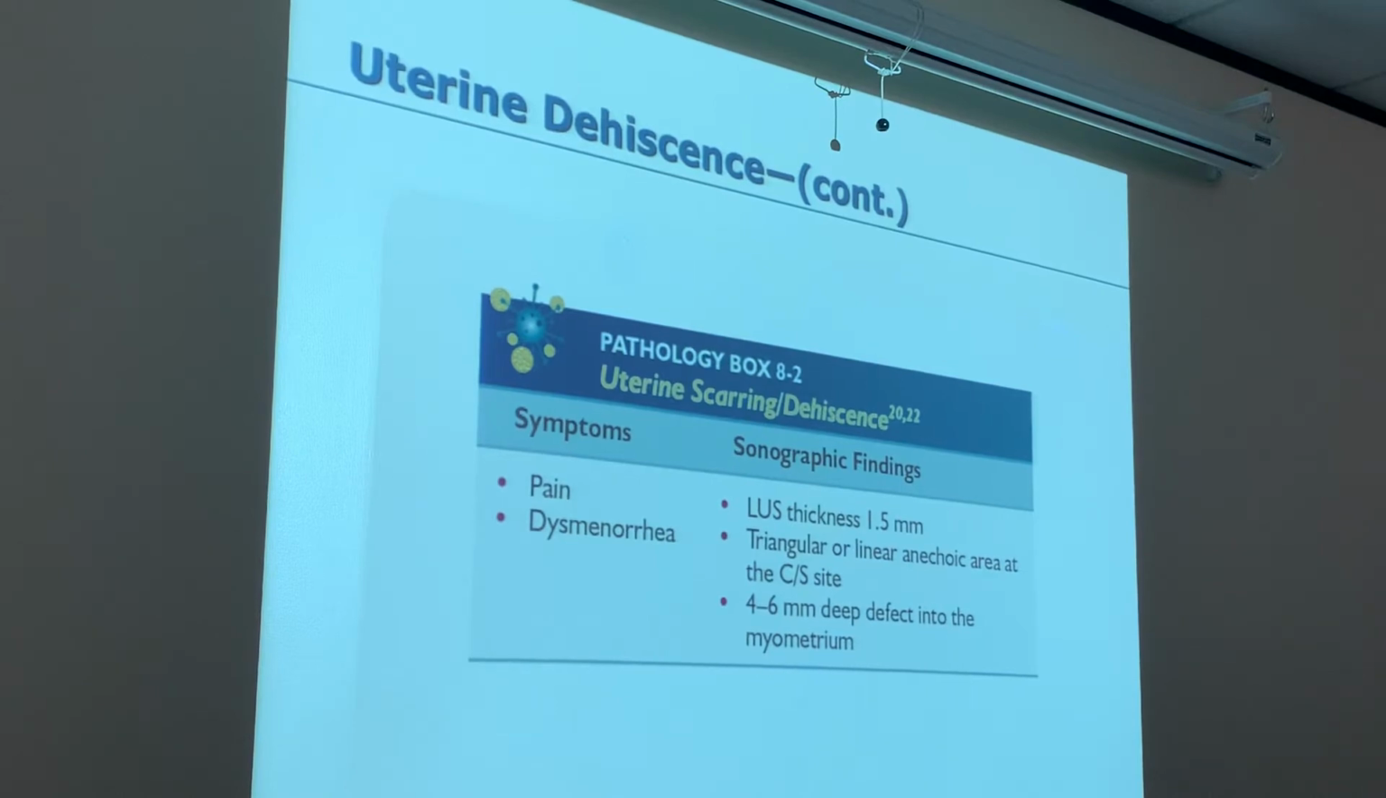Okay. Uterine scarring or dehiscence, there's that word again. Symptoms, you have pain and dysmenorrhea. Dysmenorrhea is painful periods. Sonographically, the lower uterine segment will be thick. You'll have a linear anechoic area at the C-section site. C/S means C-section. And you can have a defect into the myometrium.